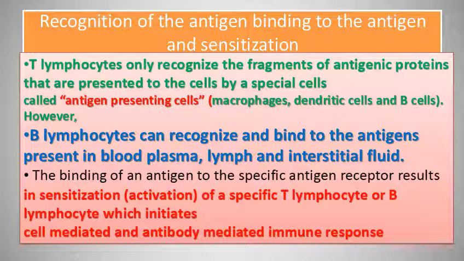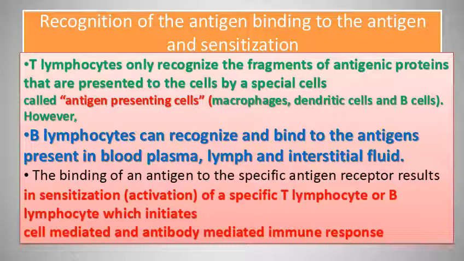B lymphocytes can recognize and bind to antigens present in the blood, lymph and interstitial fluid. That I also told you earlier. T lymphocytes have to have these antigen presenting cells, by which an MHC molecule is able to display the antigen fragment. So they can recognize the fragments of the antigens which are presented by certain cells. But B lymphocytes can bind to the antigens in the plasma, blood and interstitial fluid.